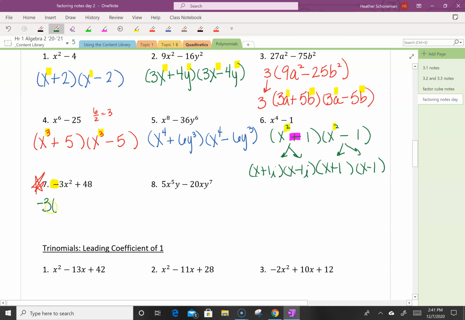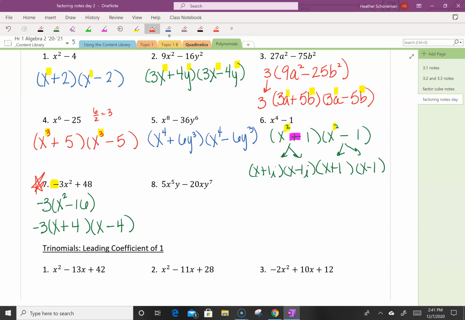So -3 divided by -3 is +1, but I don't have to write that. I'll just write x squared. And 48 divided by -3 is -16. Now in the parentheses I have a binomial, so I'm going to go straight to my 2 parentheses because I can take the square root of everything. The square root of x squared is x, the square root of 16 is 4, 1's plus, 1's minus.